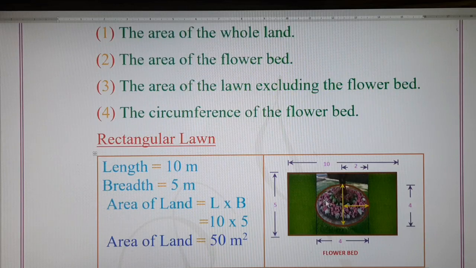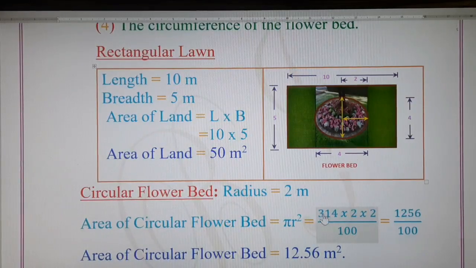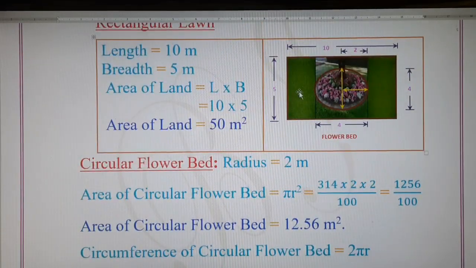Now the flower bed is circular in shape. So that means we have to find the area of a circle. So what is the radius of the circle? The radius of the circle is 2 meters. And to find the area of a circular flower bed, we have to use the formula pi r square.